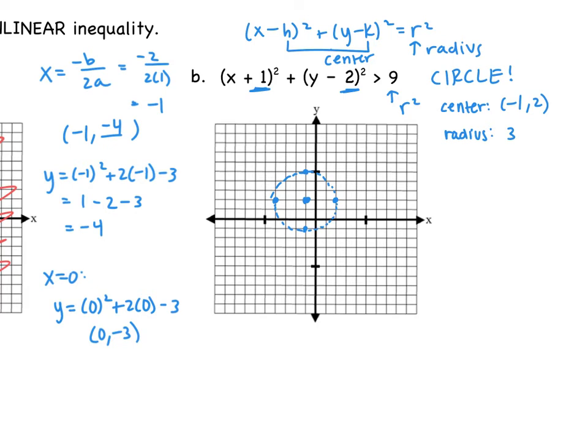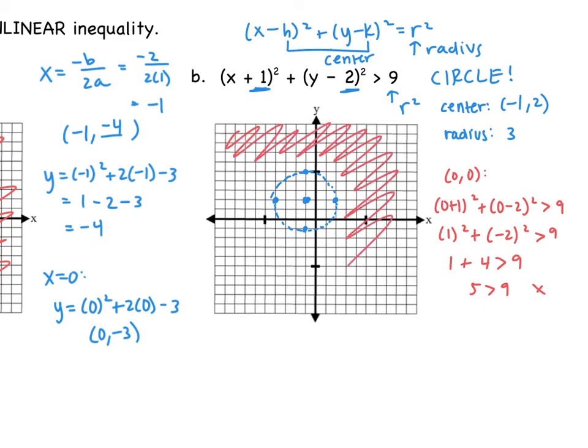So we have to figure out, are we shading inside the circle or outside the circle? So we're going to test 0, 0. So we get 0 plus 1 squared plus 0 minus 2 squared is greater than 9. So this becomes 1 squared plus negative 2 squared is greater than 9. 1 squared is 1. Negative 2 squared is positive 4. So we end up with 5 is greater than 9, which is certainly not true. So where will we shade then? Outside, not where 0, 0 is. So outside of the circle.